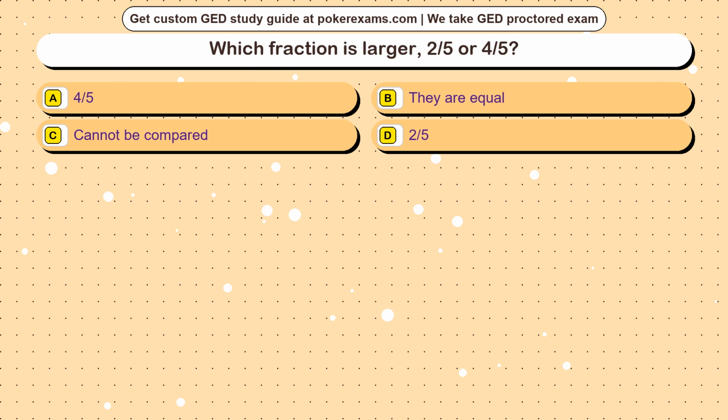Question 9. Which fraction is larger, 2/5 or 4/5? Option A, 4/5. Option B, they are equal. Option C, cannot be compared. Option D, 2/5.